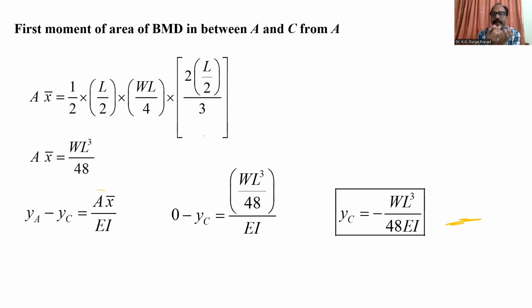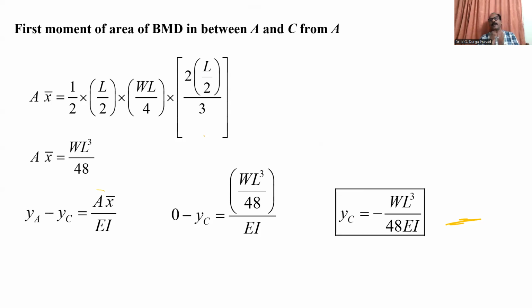So wherever you want to find the slope at a particular point on the beam, you have to take the corresponding point on the elastic curve. At that point you have to draw a tangent. Whatever the angle made by the tangent with the undeformed position of the beam, that will give the slope. So what about the deflection? The vertical distance between the point on the elastic curve and the undeformed position of the beam, that will give the deflection.